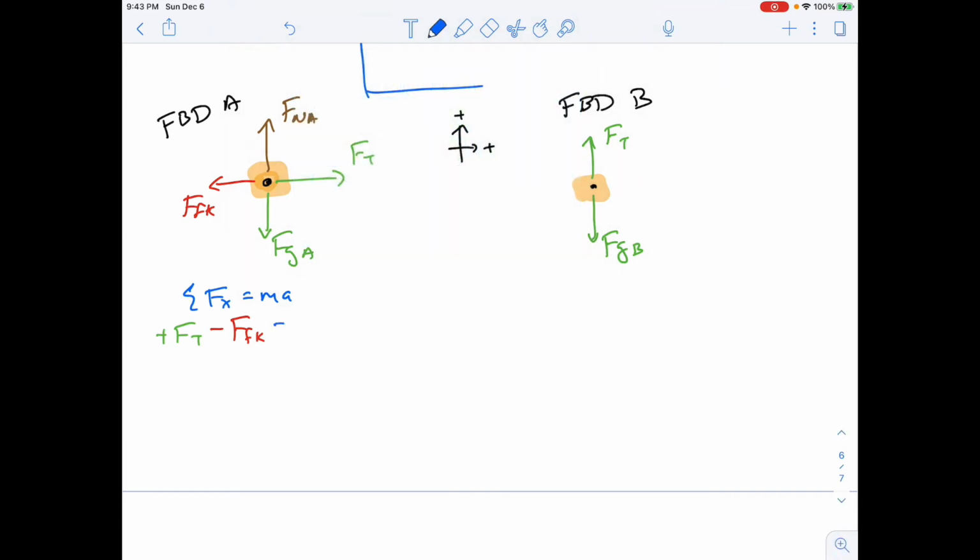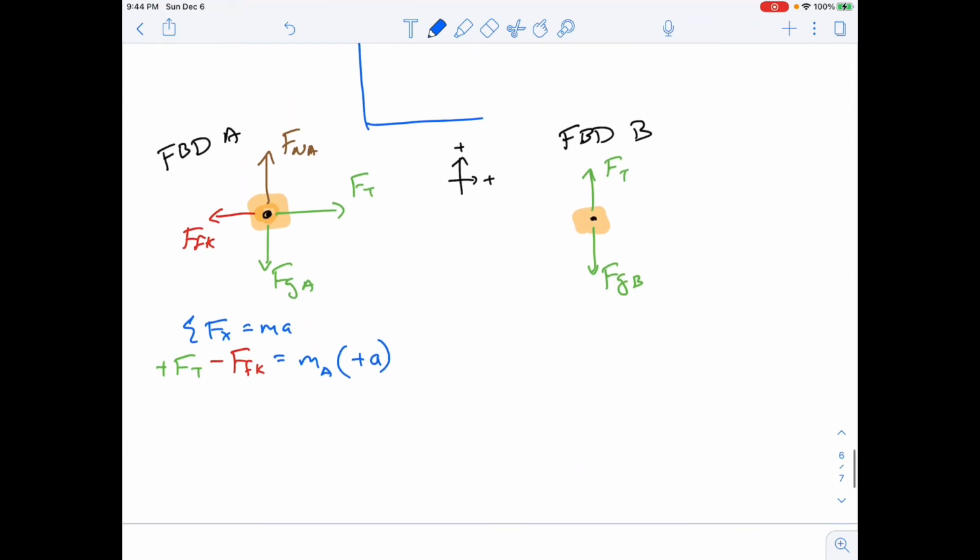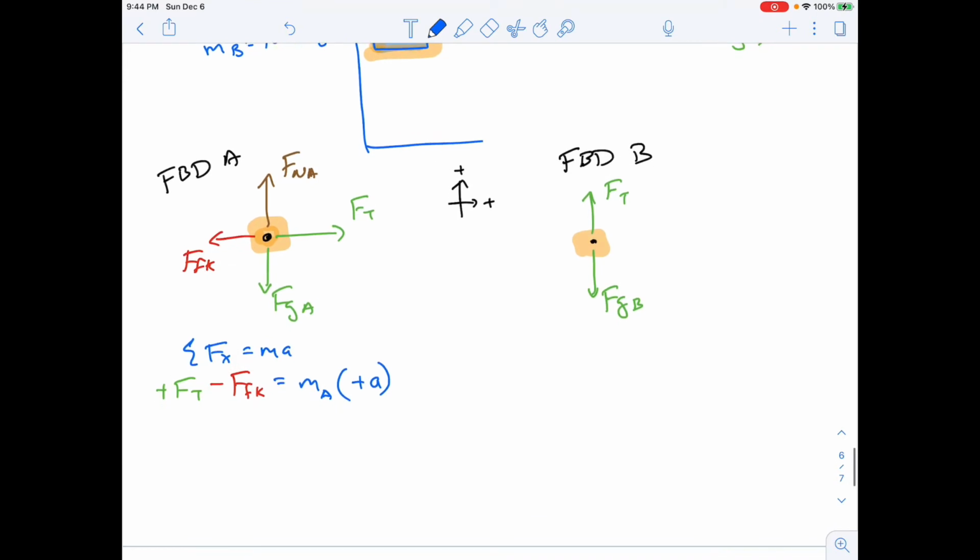And we have friction kinetic holding us back, and we're going to say that's going to accelerate mass A. Now it's only going to accelerate mass A. Now what I'm going to do, and you'll see why in a minute, is backtrack here. I'm going to say mass A, and I'm going to purposefully put in positive acceleration. I'll explain why a little bit more in a minute, but just trust me here.